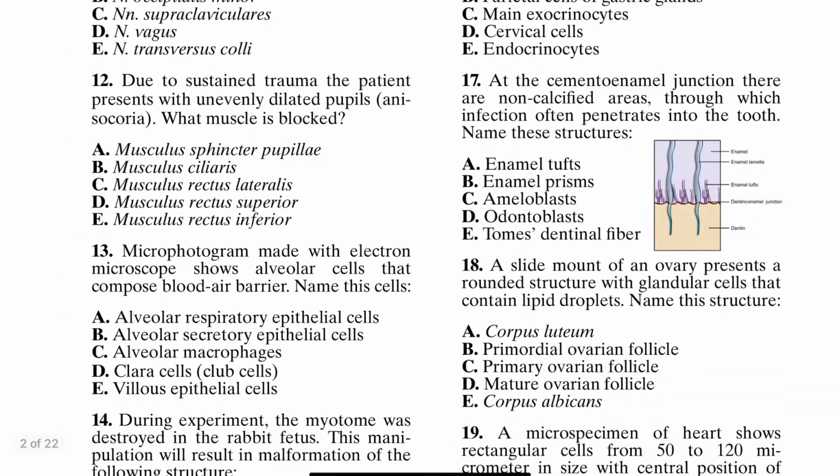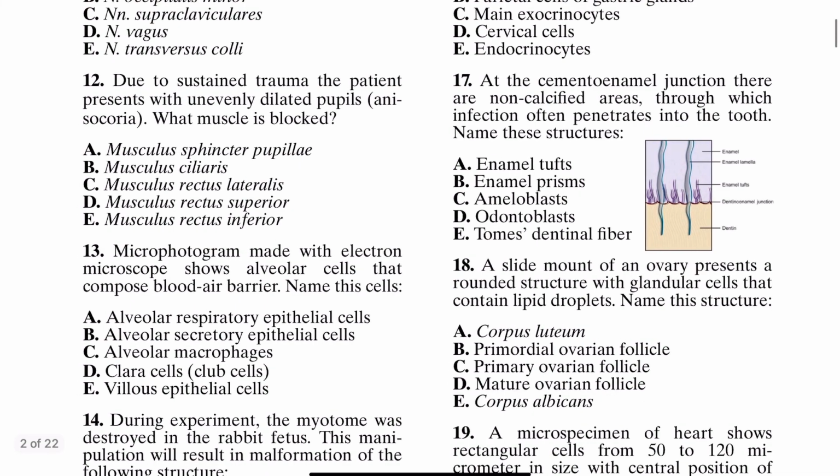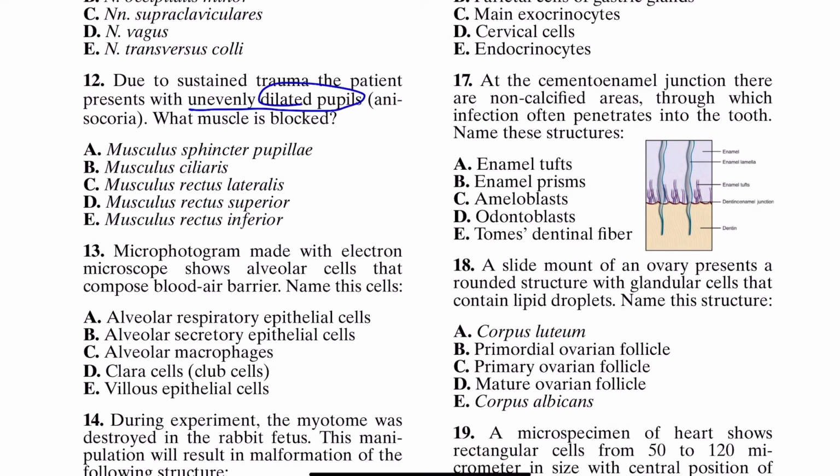This person has a trauma. Okay, trauma. The patient has dilated pupils. Okay, so the pupils of the eye are dilated like this instead of normal like this maybe. So why are they dilated like this? Because which muscle is blocked?